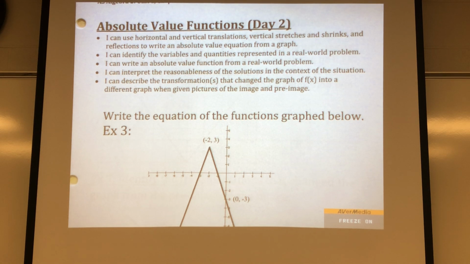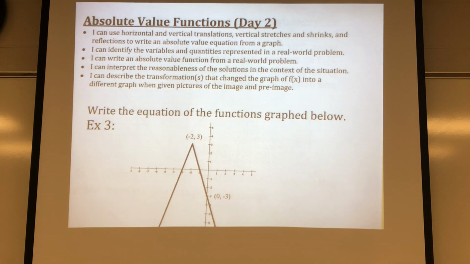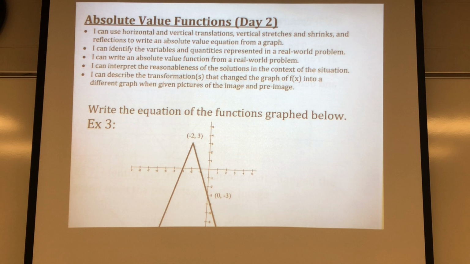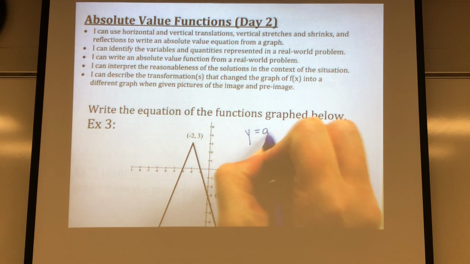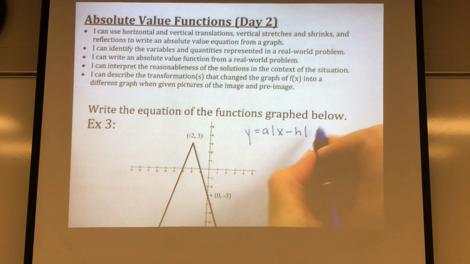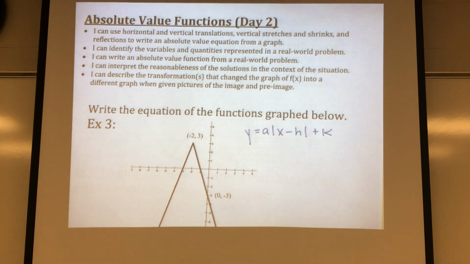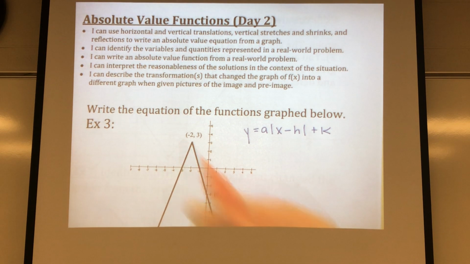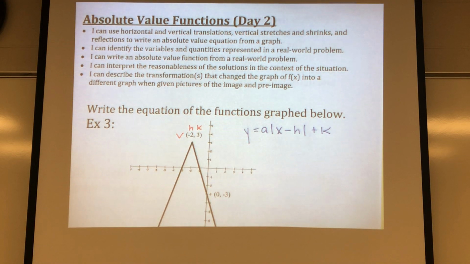Let's start by recalling our function that we use for absolute value: y equals a times the absolute value of x minus h, plus k. So basically, we're going to want to write an equation in that form using things that we can get from the graph. One important feature on our graph we can see is our vertex. That's going to be our h and our k.